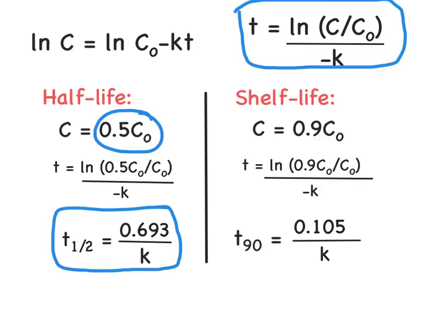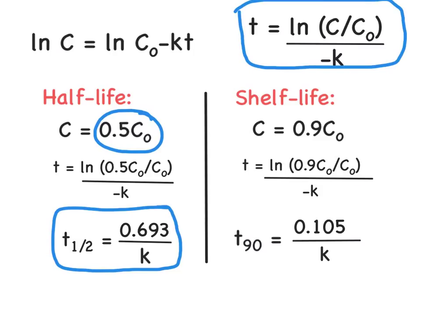0.693 over K. A lot of people just find it easier to memorize this equation since it's one you'll use a lot. But if you forget, you can always derive it by plugging in that arbitrary concentration of 0.5 C0 in for C and then solving the equation.